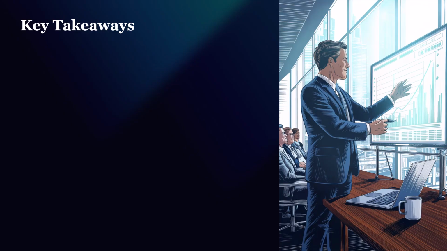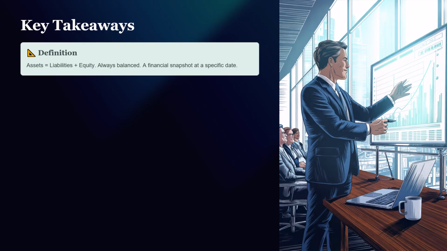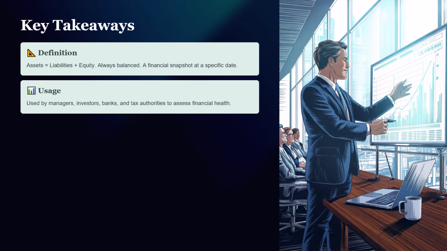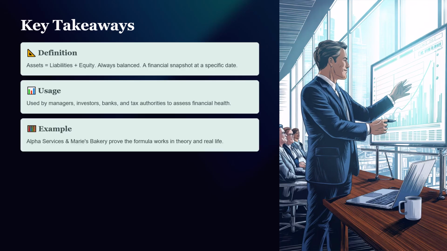This is the key takeaway to memorize from our lesson today. What is the definition? Assets must equal liabilities plus equity. When do we use it? It is used by the manager, the investor, the bank, and the tax authorities to assess financial health. The example: in our course, the Alpha Service and Marie's bakery prove the formula works in theory and in real life.